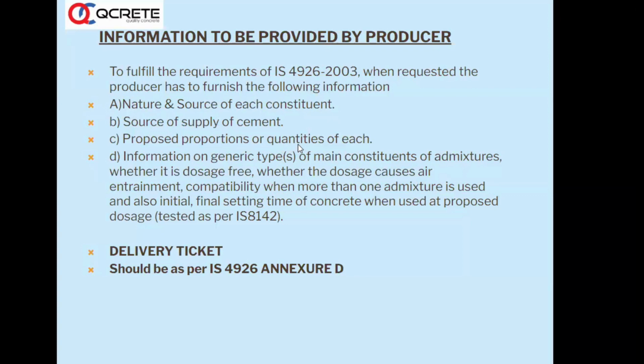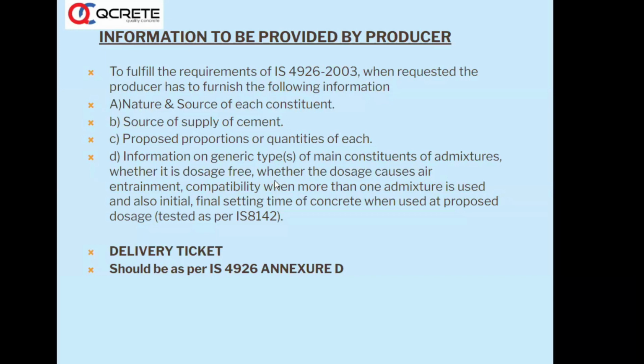And then the producer has to also give information on generic types of main constituents of admixtures. What kind of chemical admixture it is, whether it is a superplasticizer, you have different kinds of superplasticizer. You have a PC based admixture, high end PC based admixture. Nowadays, we are getting PC based admixtures which can give 40% water reduction. 40 to 45% water reduction is possible. So this kind of information has to be given by the concrete producer. It is not that he just sends the concrete to you, and you need not accept it unless all this information is given to you.